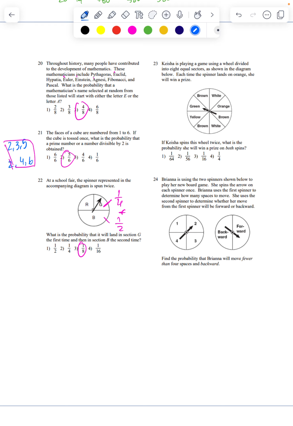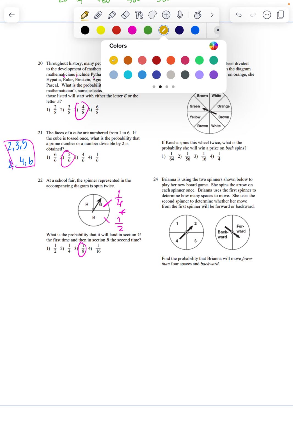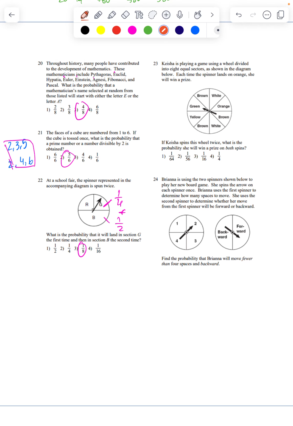All right. Let's take a look at another one. Keisha is playing a game using a wheel divided into 8 equal sectors as shown in the diagram below. Each time the spinner lands on orange, she will win a prize. If Keisha spins this wheel twice, what is the probability that she will win on both spins? So the probability of just winning is the probability of landing on, let's change this into orange, just this slice here. So that's going to be 1 out of 8.